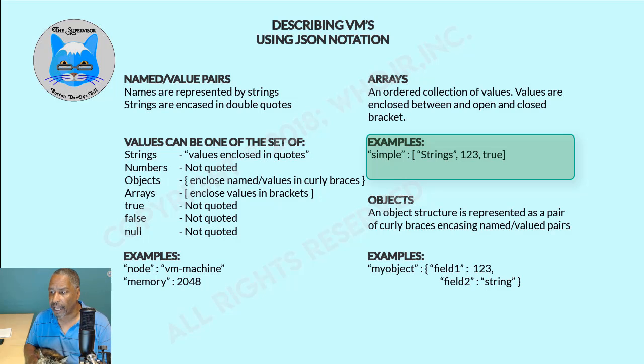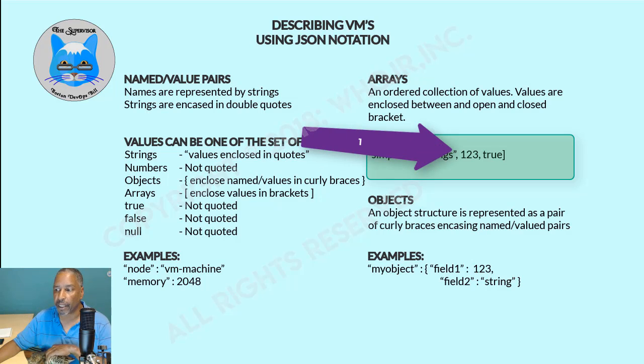In this example we have strings, the values 1, 2, 3, and true, and these are all values stored in an array. You would access those values using the name, followed by a square bracket and a number 0 through, in this case, 2. So this would be element 0, this would be element 1, this would be element 2.